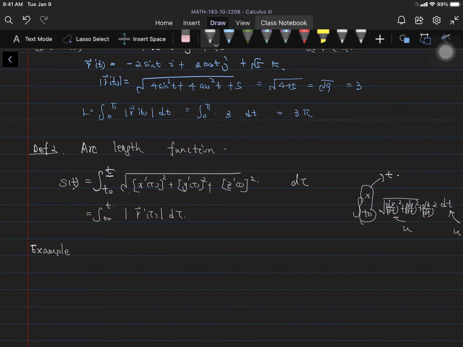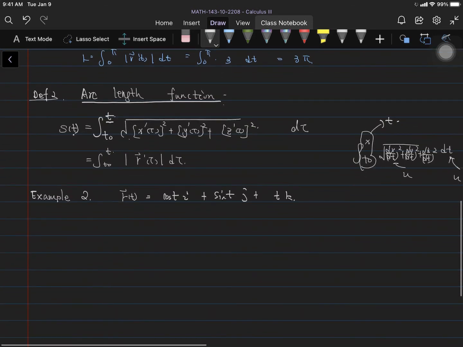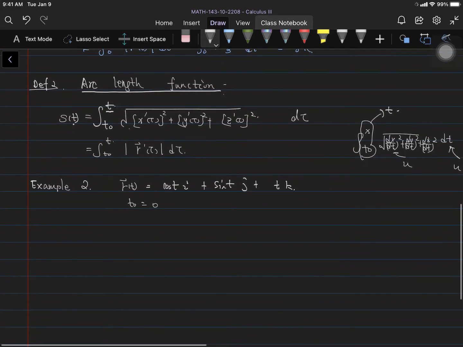Let's take a look at the example. I will show you why this is a function, why it's called the arc length function. Example 2. Here, r(t) is given by cosine t i, sine t j, t k. Helix, same thing. And here t naught is given by 0. Now let's see, s(t). We set up the arc length function by using the formula. So t naught from 0. And for the upper limit, we change this into t, same as the variable here.